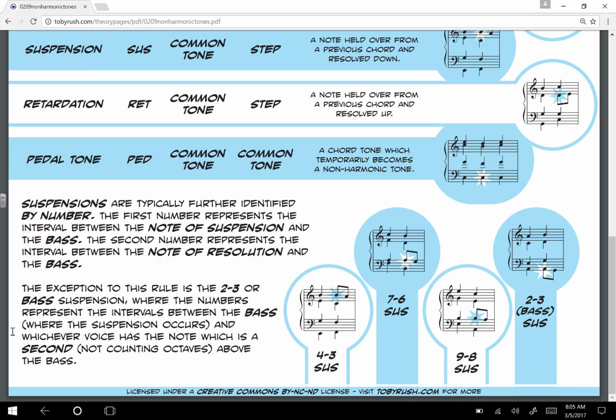We have a 7-6 suspension in our next example. We can call that a 7-6 suspension because if you look carefully, the bass note is a B and a seventh above the B is an A that resolves to a G, which is a sixth above the B. So that's going to be called a 7-6 suspension. Let's check this one out.